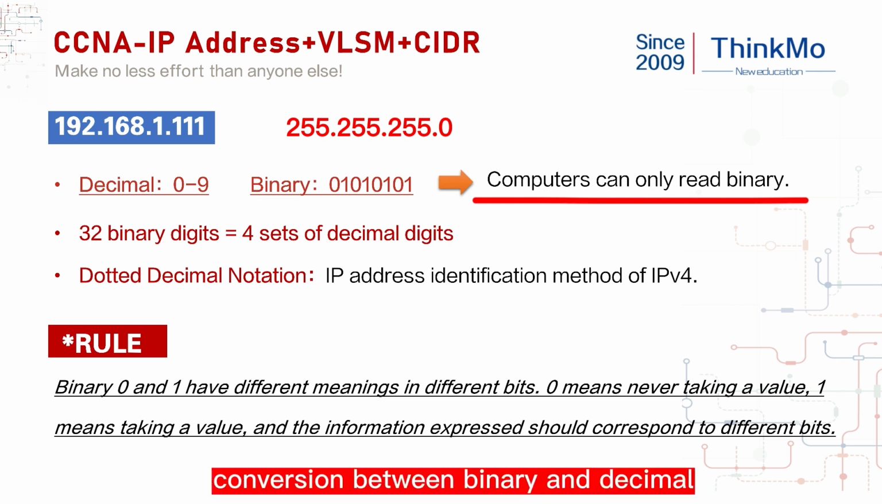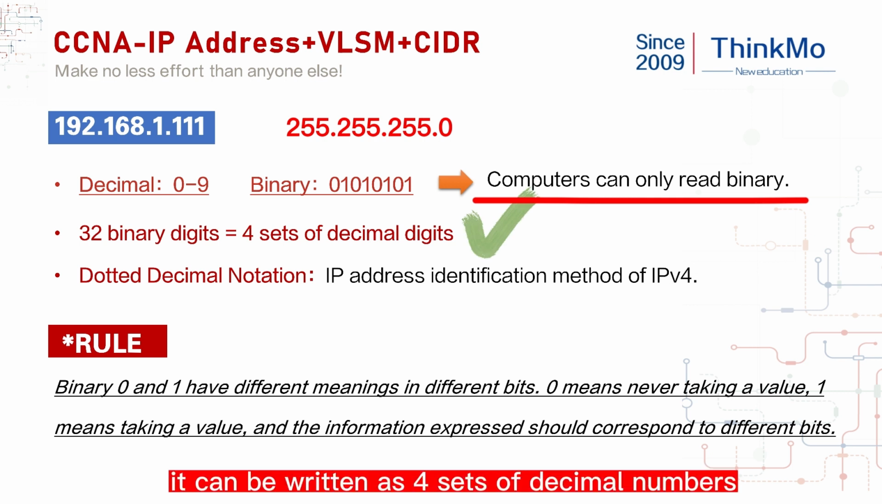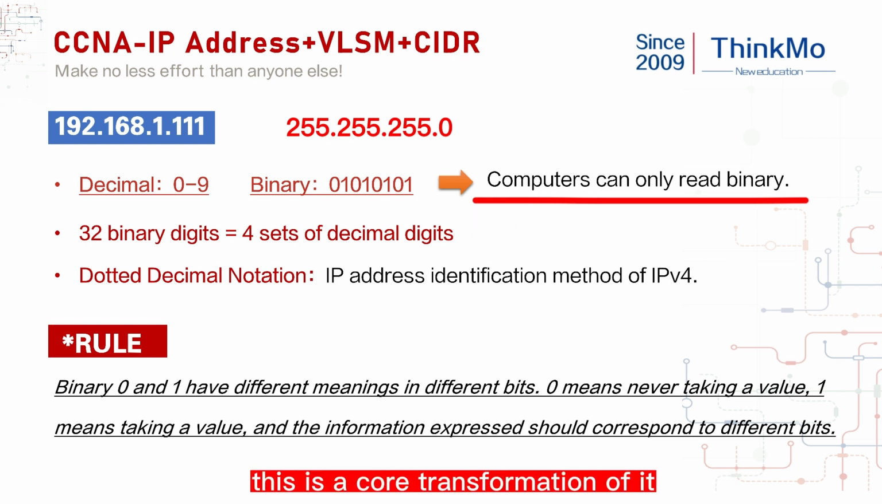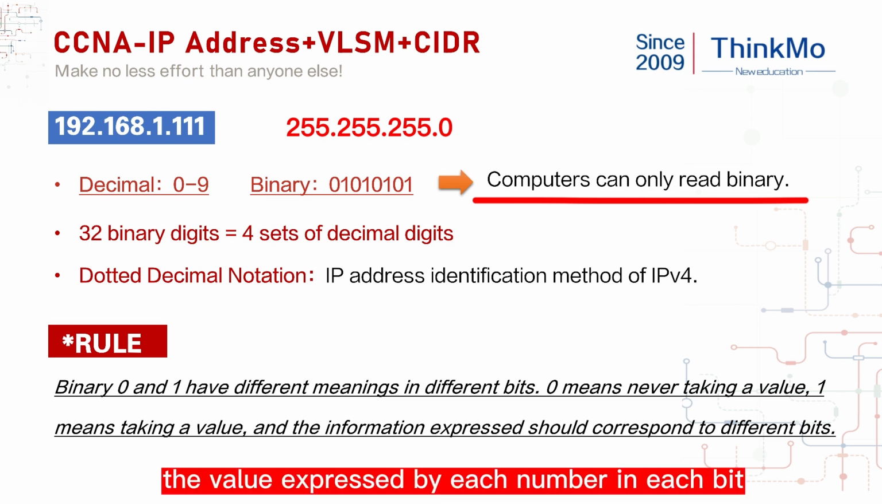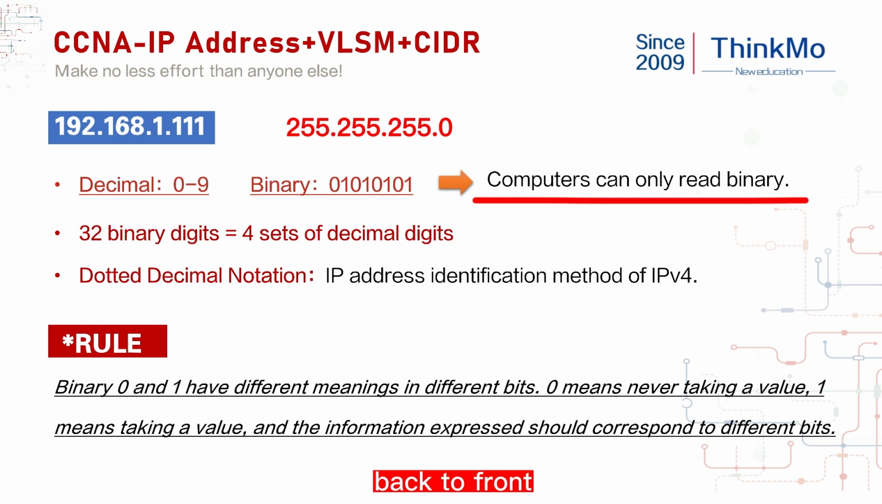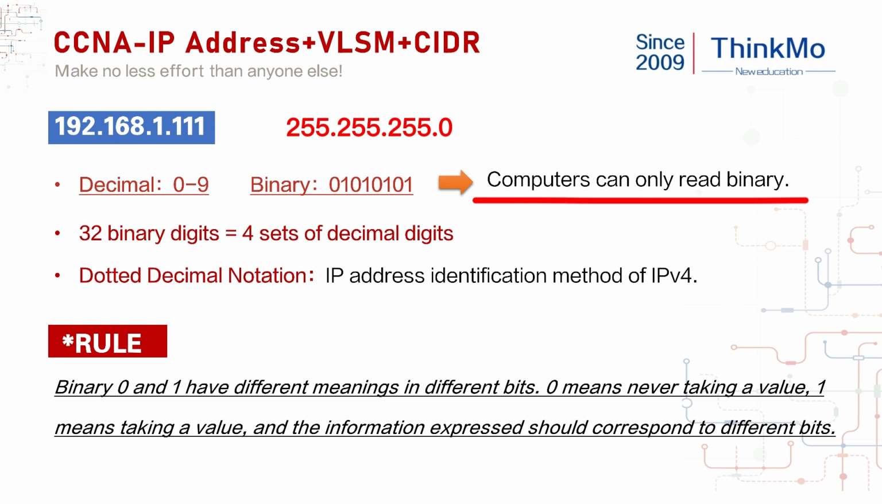Conversion between binary and decimal. That is, a 32-bit binary number can be written as 4 sets of decimal numbers. This is a core transformation of it. For the number of digits, the value expressed by each number in each bit is different. From back to front, the later the number represents, the smaller the value.